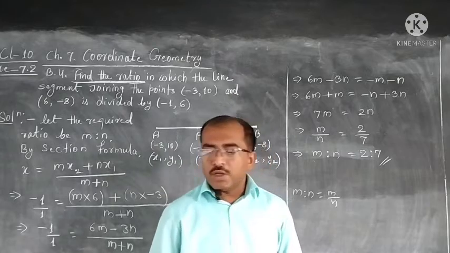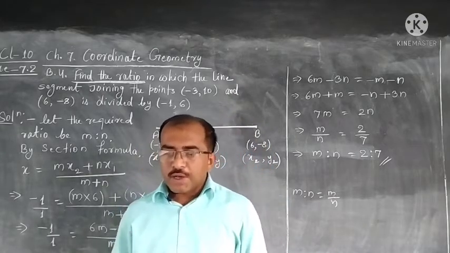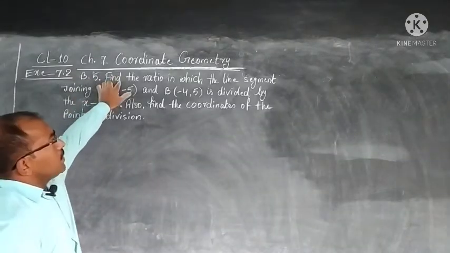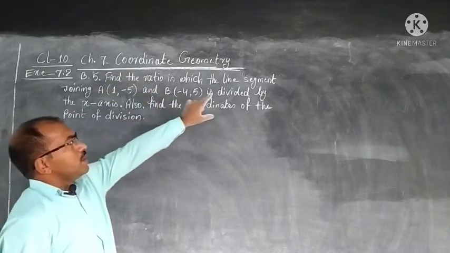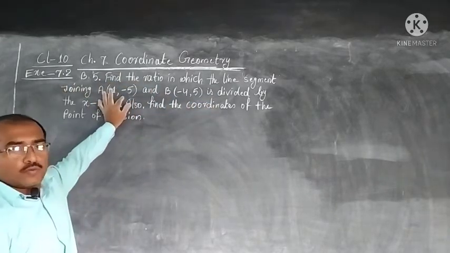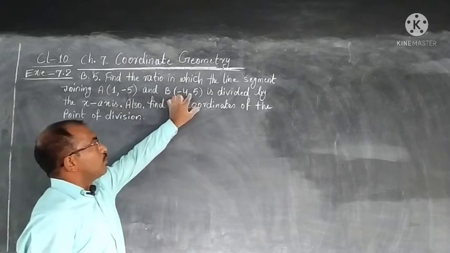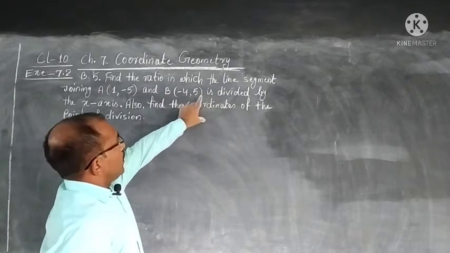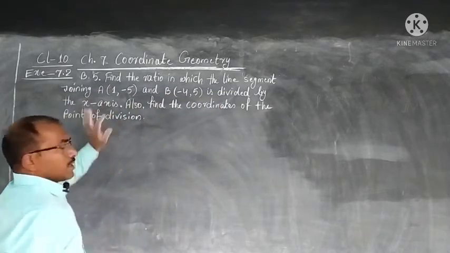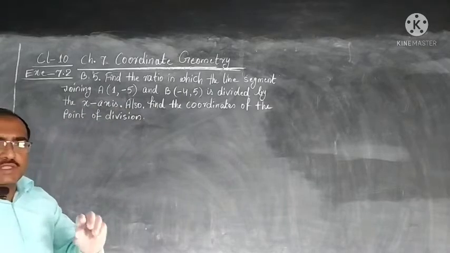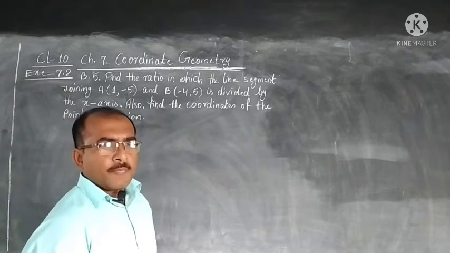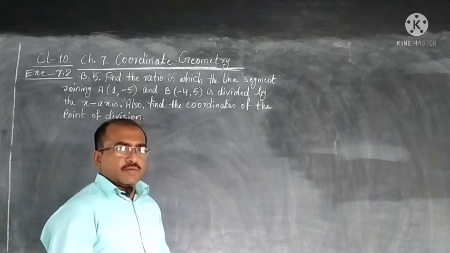Hope you have understood. Another question, question number 5, let us see: find the ratio in which the line segment joining A (1, -5) and B (-4, 5) is divided by the x axis. So, this is something new we find here, divided by x axis.